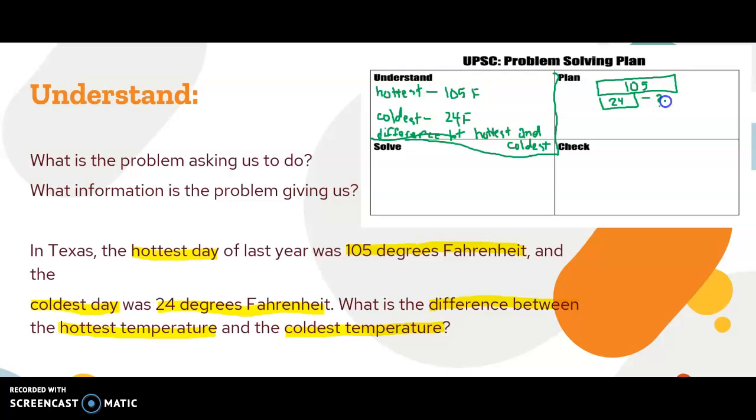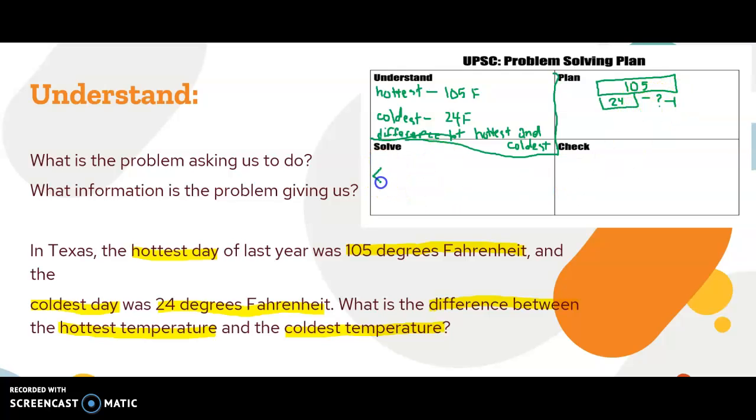Now, your strip diagram can have the 105 at the bottom, or it can be at the top. It doesn't matter the order of how you arrange the numbers in your model. You just want to make sure that when it comes time to solve, you know where to place each number. So the greatest number is always going to represent your whole, okay? And then this is part of our whole, and then we're trying to figure out that missing part.